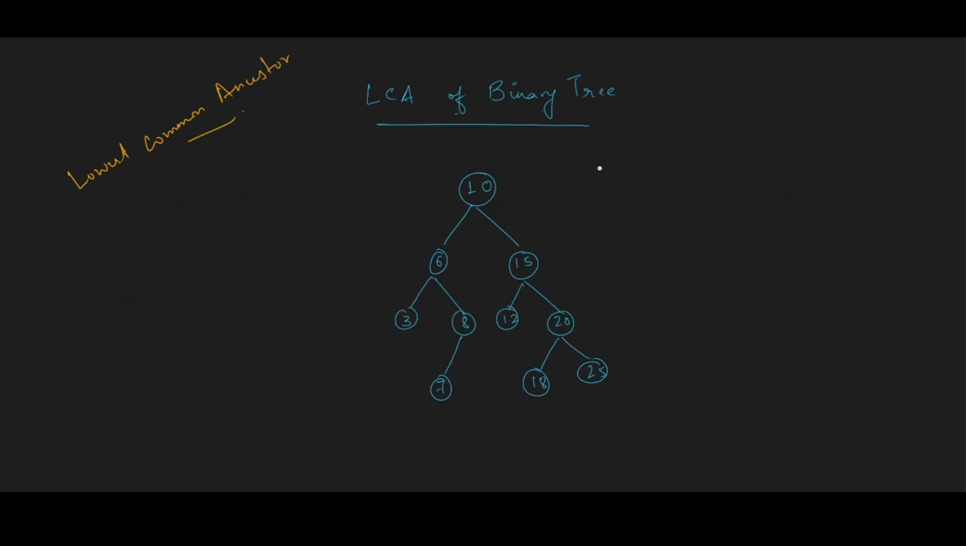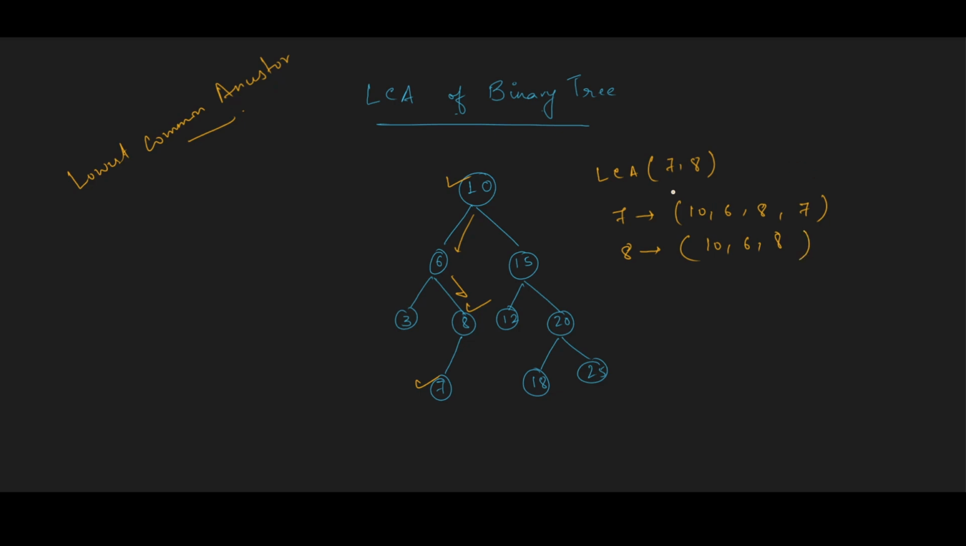So this is another binary tree. Let us try to find the LCA of nodes 7 and 8. Now the path from root to 7 includes 10, 6, 8, 7, right? And the path from root to 8 includes 10, 6, 8.